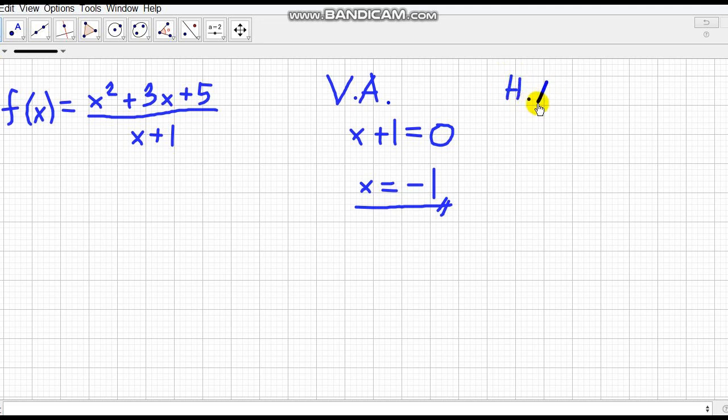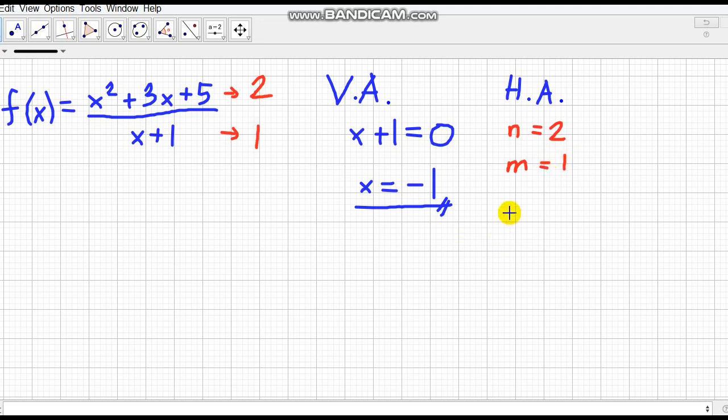Next, let's have the horizontal asymptotes. In order for us to solve for the horizontal asymptotes, we have to get the degree of the numerator and the degree of the denominator. To get that, we just check the highest exponent. For the numerator, we have degree of 2. That's the highest exponent. For the denominator, there's nothing written here, so it's automatically 1. Therefore, n is equal to 2, and m is equal to 1.